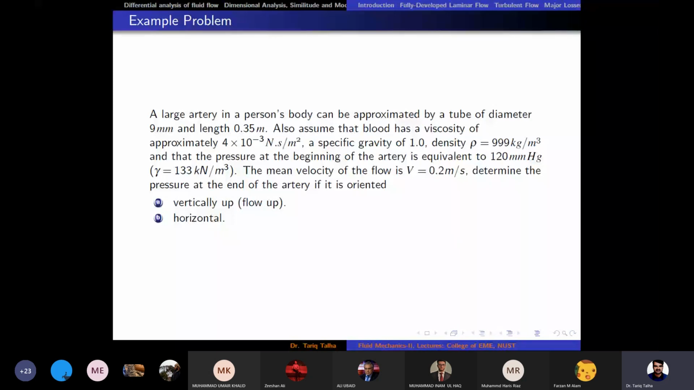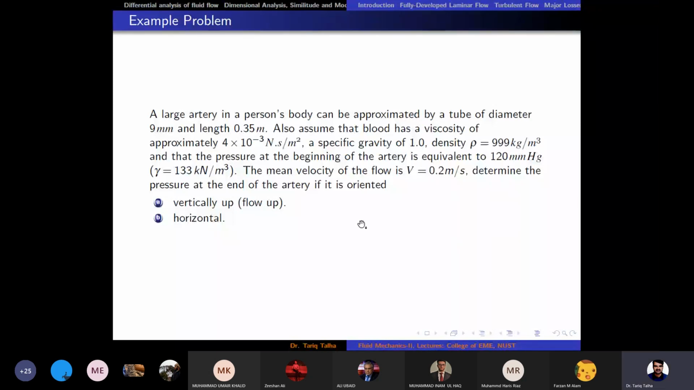We need to determine the pressure at the end of the artery if it is oriented vertically up, which means that the flow is going up. So it is the blood which is coming towards the heart, or going from the heart to the brain, or the blood which is coming from the abdominal region to your heart. So that is vertically upward. We need to determine the pressure at the end of the artery if at the beginning it is 120 mm of Hg.